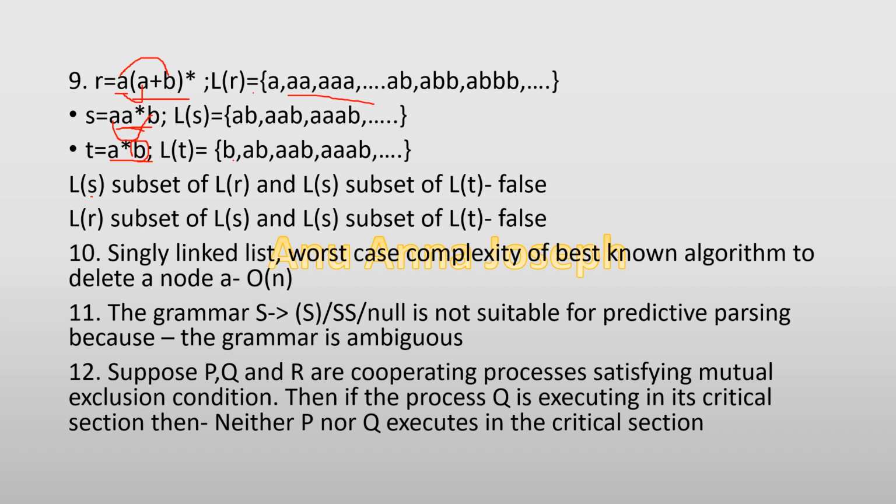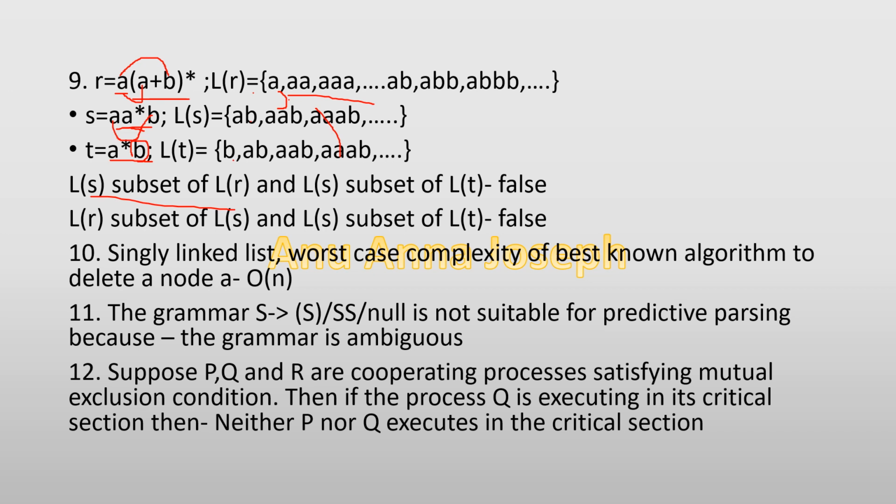So L of S is a subset of L of R. Is it a subset? L of S, is this a subset of L of R? No, L of S is not a subset of L of R. Next is L of S is a subset of L of T. Yeah, which is correct. L of S is a subset of L of T, which is correct.